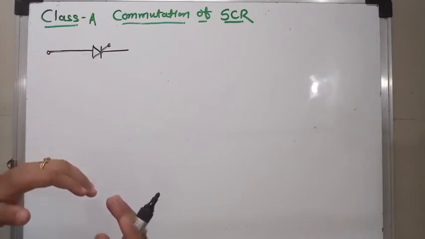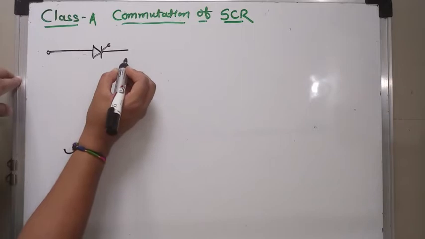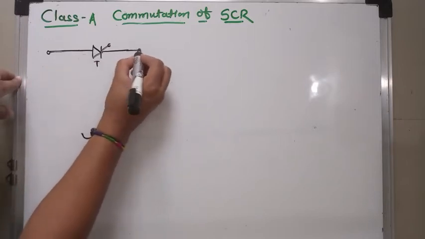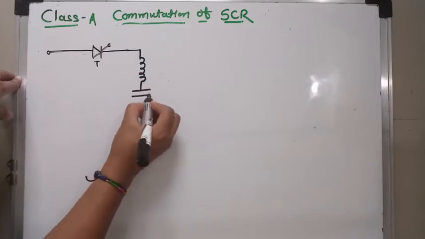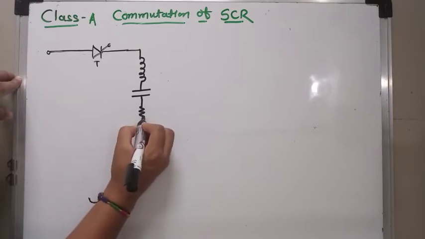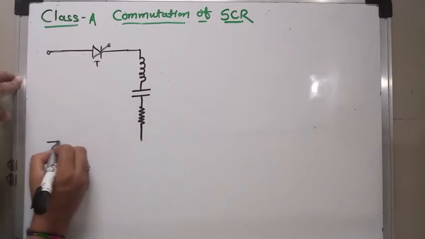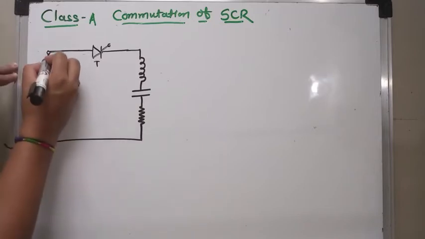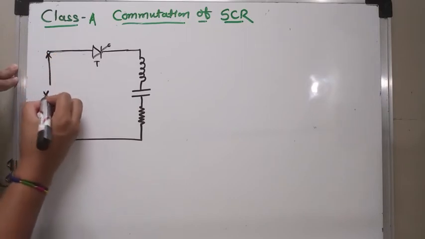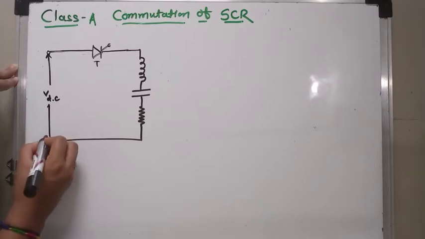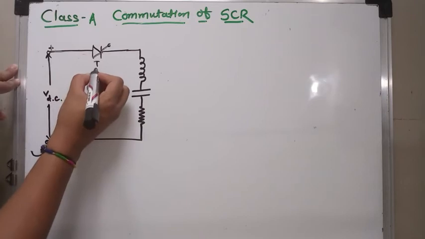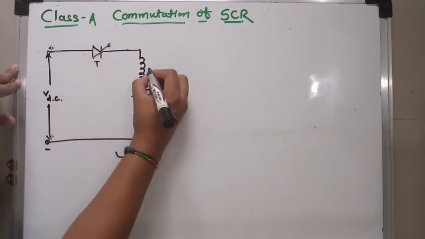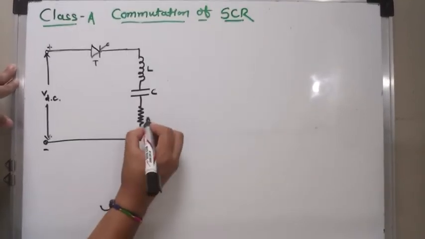Now let's consider the diagram. In a class A commutation, here is a thyristor and an RLC load, meaning an inductor L, a capacitor C and R, where R is the load. And always in forced commutation the supply is DC, so here VDC is there. It is always energized by a DC source. T is the thyristor, or you can write SCR also. Here L is the inductor, capacitor C and R.